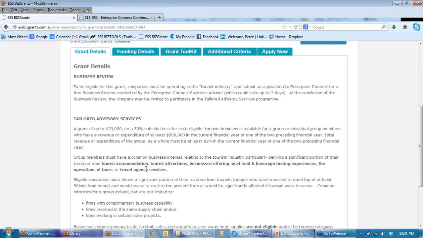Tourist accommodation, well, obviously that's a motel. Attractions, businesses offering food and beverage tasting experiences. I like that one. I think that would be very good. And on a Friday lunchtime, I'm probably thinking of that. The operation of tours or travel agency services.